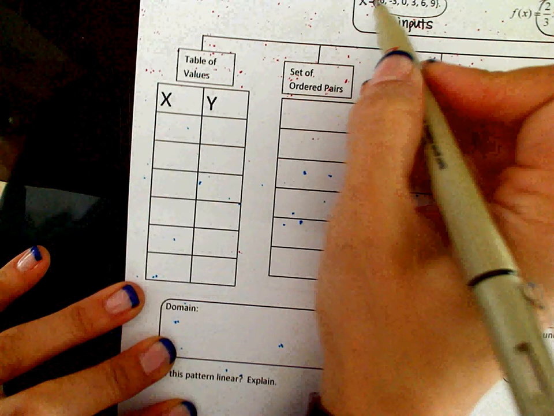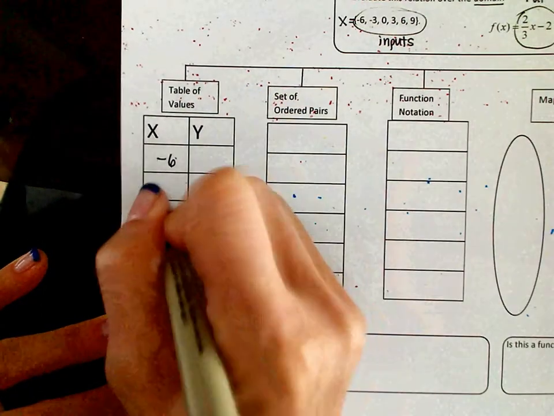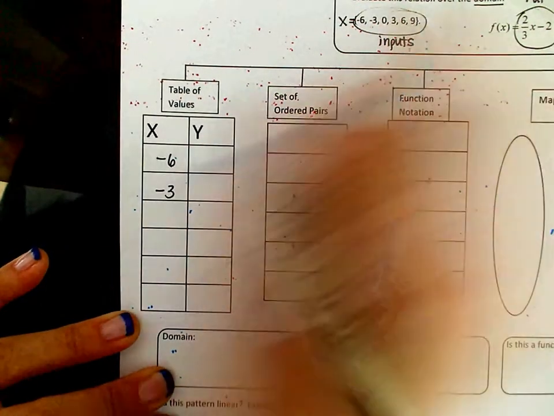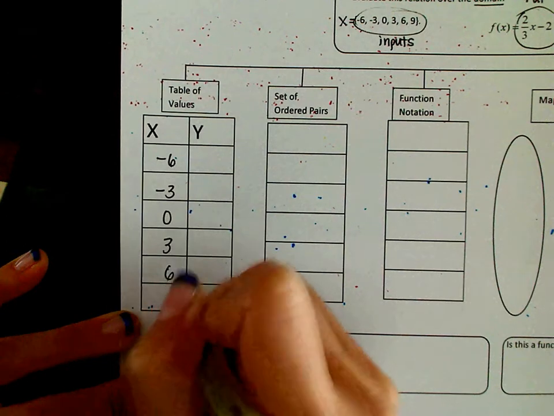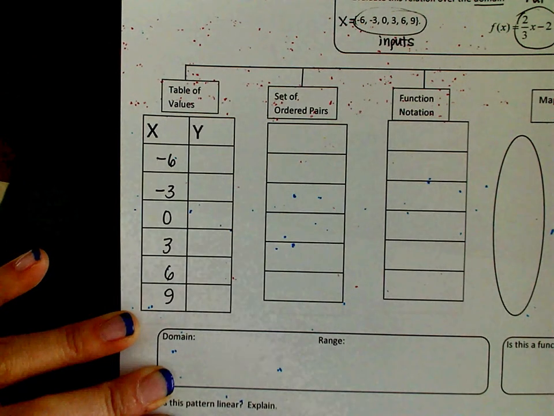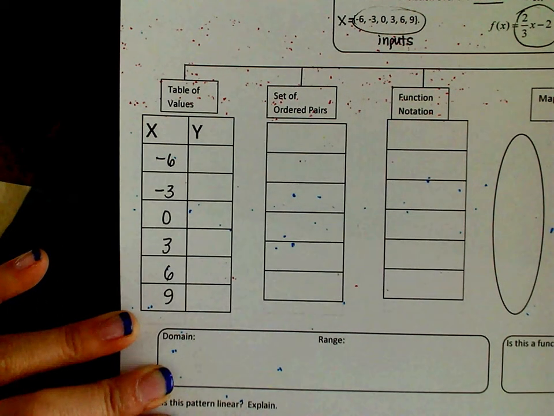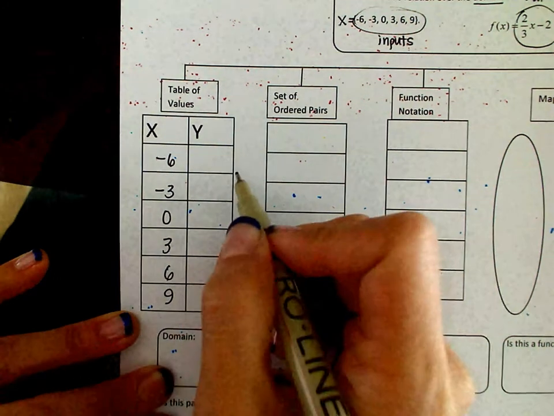So I'll show you. So for example here, we're going to create a table. Now we already know what all our x values are. They're all these inputs here. So I'm going to pull from here -6, then -3, then 0, 3, 6, 9. Now at any point here, I would really encourage you to pause the video so that you can do this work on your own, and then you can always start the video to see if you did it right.